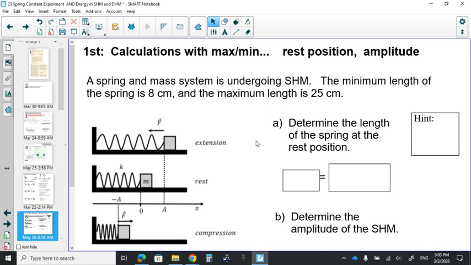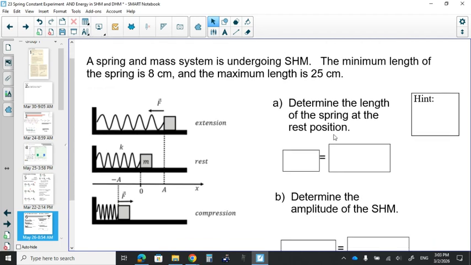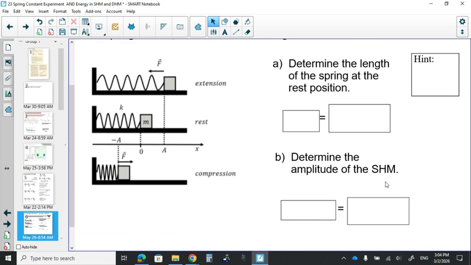If we have a spring mass system undergoing simple harmonic motion, the minimum length of the spring is 8 and the maximum length is 25. Determine some things. Determine the length of the spring at its rest position. Determine the amplitude of the simple harmonic motion.